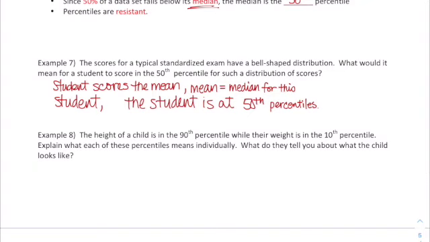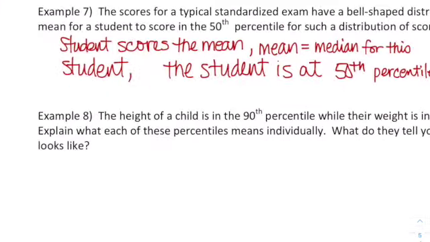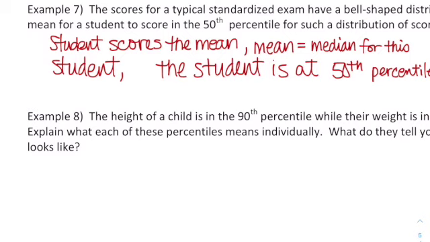Next one: the height of a student is in the 90th percentile, while their weight is in the 10th percentile. Explain what each of these percentiles means individually. What do they tell you about what the child looks like? Well, 90% of the kids are shorter than he is, so he's really tall. And 10% of the kids weigh less than he does, so he is really skinny, because 10% is on the lower end. So this child is really tall and really skinny.